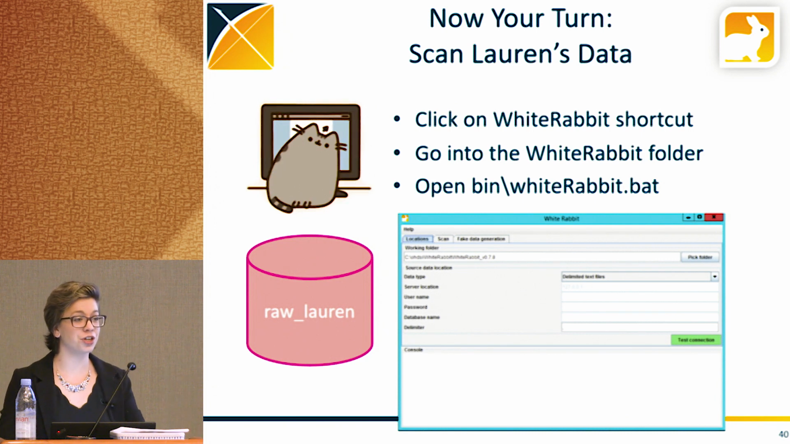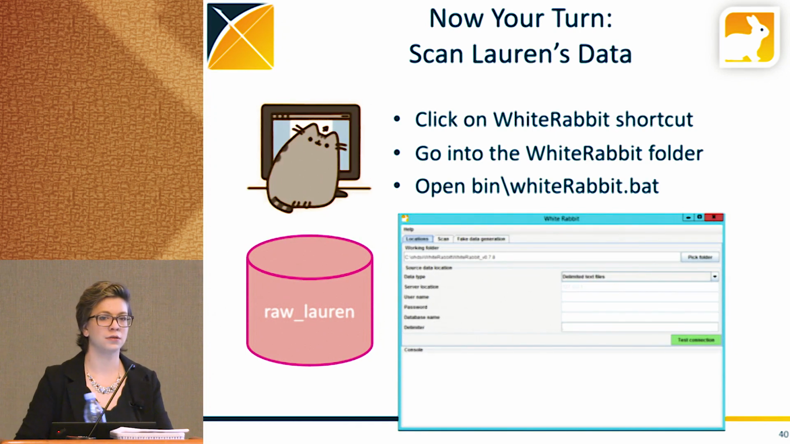Okay, so now it's your turn. This is our first exercise. On your VM, there is a shortcut on the desktop for White Rabbit, and it's to a folder. When you open that folder, there's a folder inside called bin, and you're going to look for something called whiterabbit.bat, and that's going to actually kick off the White Rabbit. So give everybody a second.